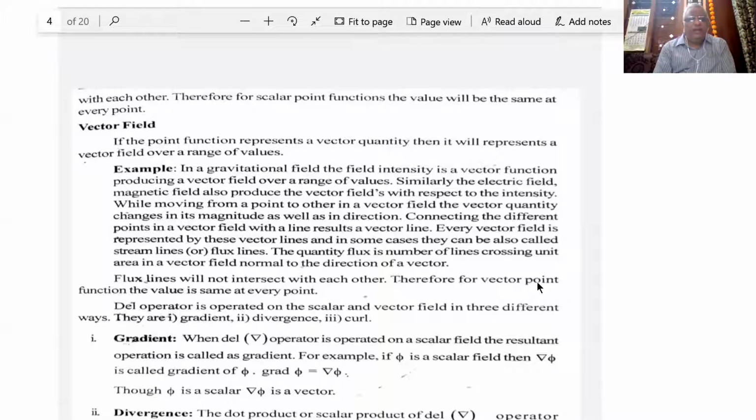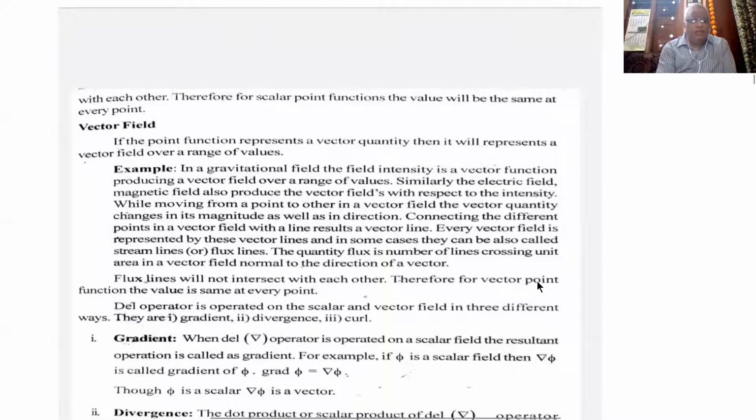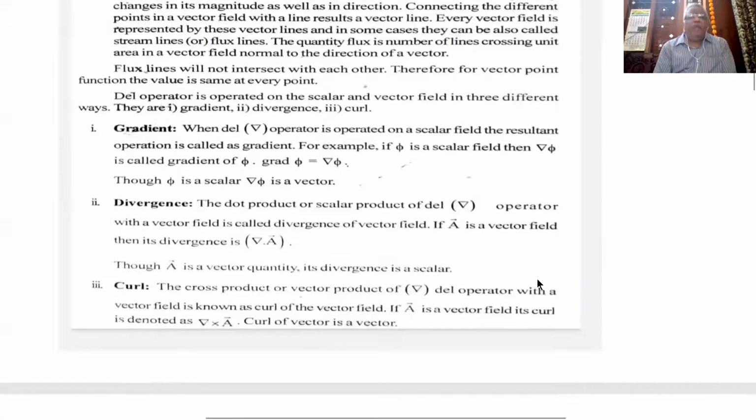Grad phi is a scalar, then del phi is a vector. Divergence.